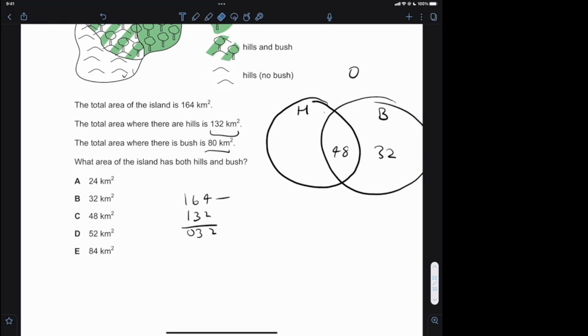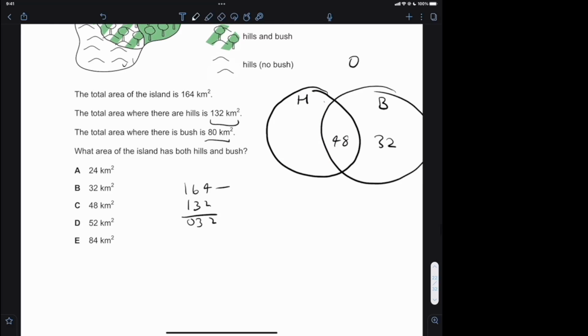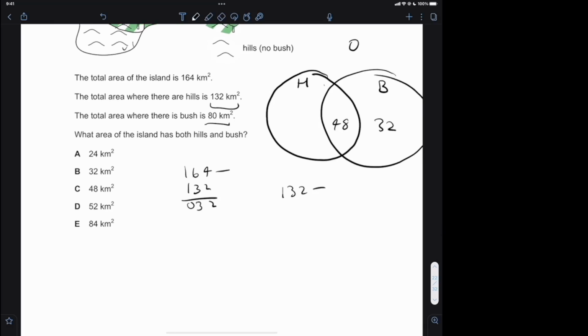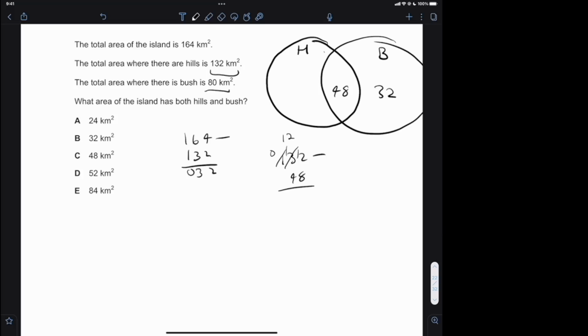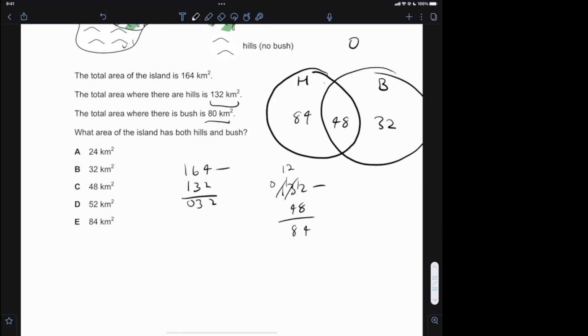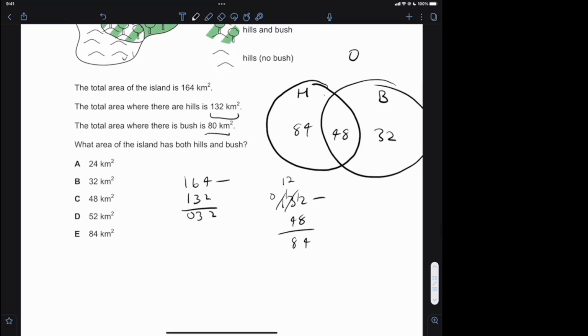Now, in this section we'd have to have 132, so what needs to go in the only hills section with no bush? We can just subtract to work that out. 132 minus 48, so 12 minus 8 is 4, 12 minus 4 is 8, and so that is 84 there. And now, what area of the island has both hills and bush? We didn't even need to work out the only hills section. It's just going to be 48 here, the one in the middle. So, option C.